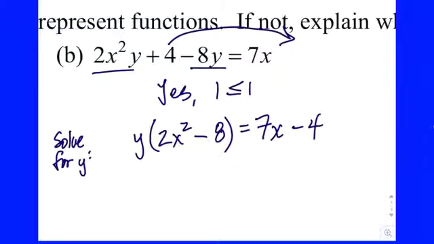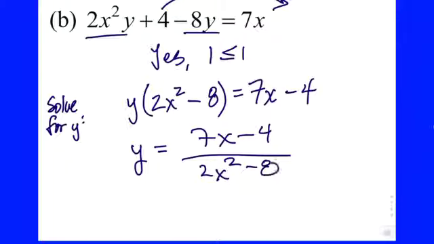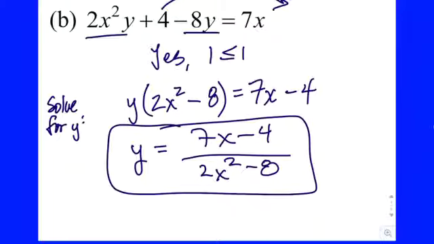You factor out the y. And now all you have to do to solve for y is divide by that blob. So you get 7x minus 4 over the blob, which is 2x squared minus 8. Did I solve for a single equation of y in terms of x? I have y equals something, one thing, with x's and numbers. So yes, this is a function, sorry.